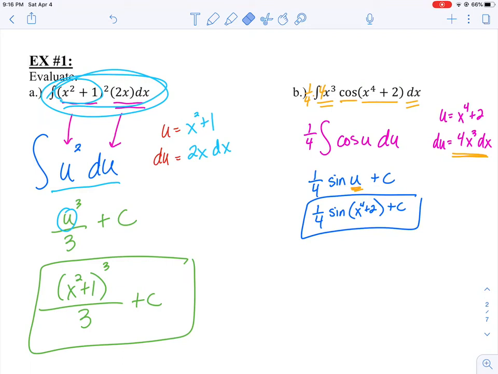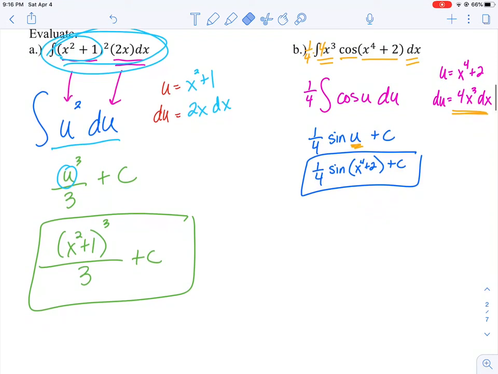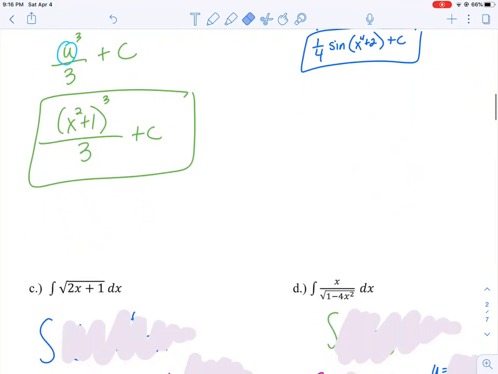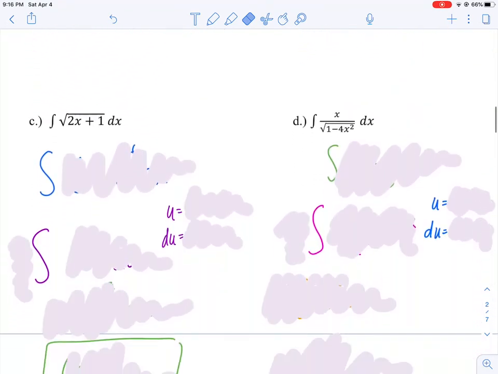Okay, so that's an example of where you might have to add a constant in there. As long as you make sure you balance it out, that's legal. It just can't be a variable. If you have an extra variable or you're missing a variable, then you need to do something different.